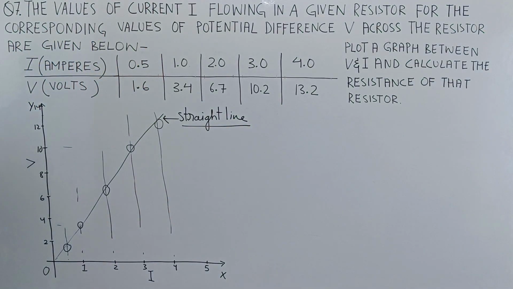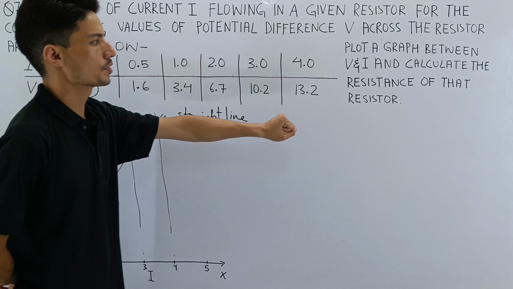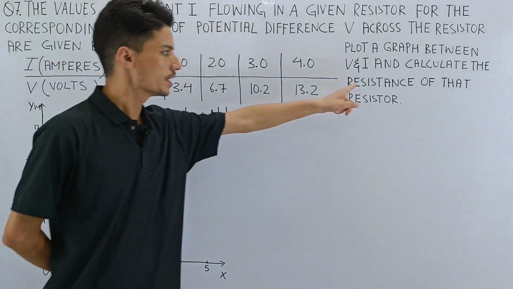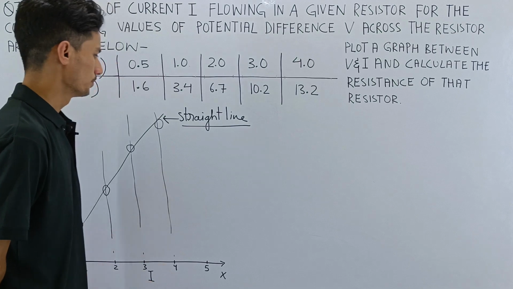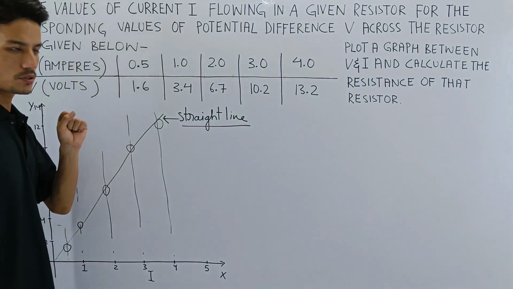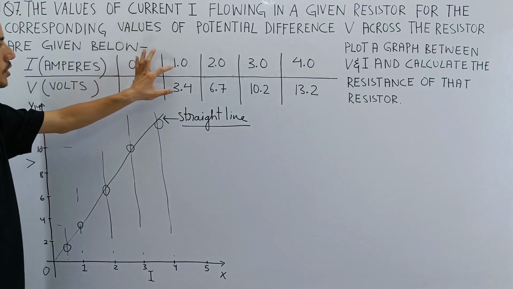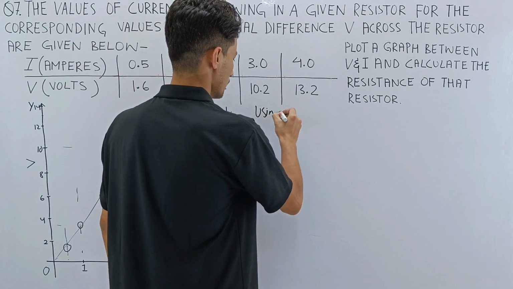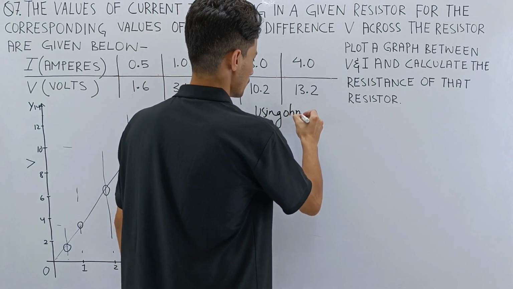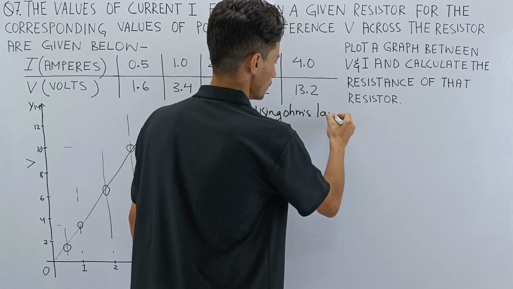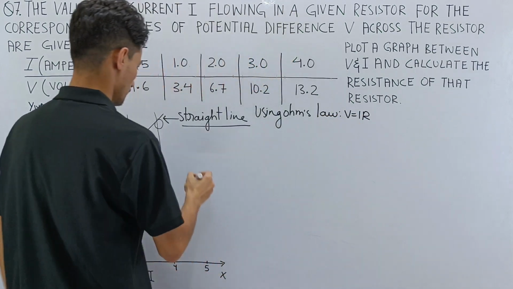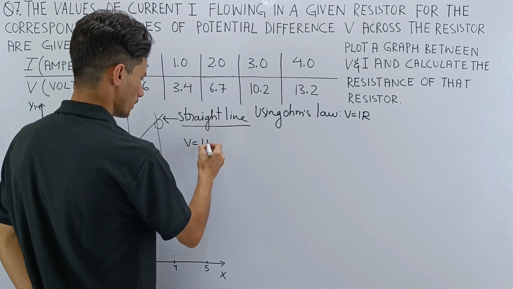Now we are not done. We are just done with the first part, which is to draw a VI graph. Now we have to calculate the resistance of the resistor. For that we will be using Ohm's law, and we'll find the resistance for each of these values. Ohm's law, which is V is equal to IR. So let's put V is equal to IR.